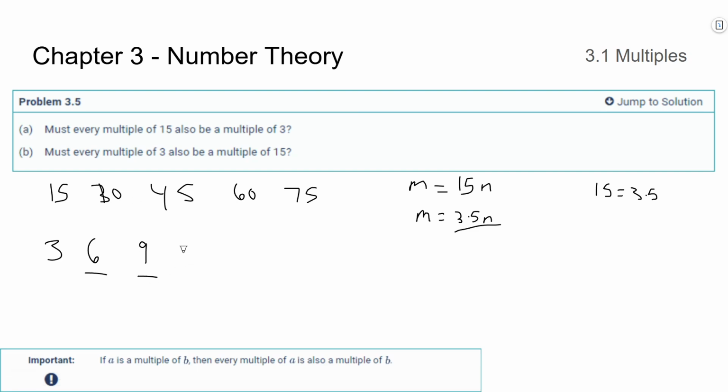9 is not a multiple of 15. 12 is not a multiple of 15. 15 is, but we can easily say that not every multiple of 3 will also be a multiple of 15. All right, if A is a multiple of B, then every multiple of A is also a multiple of B.